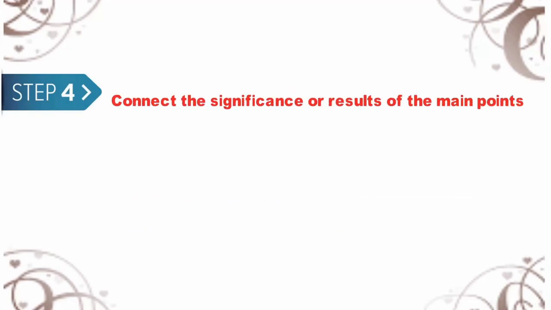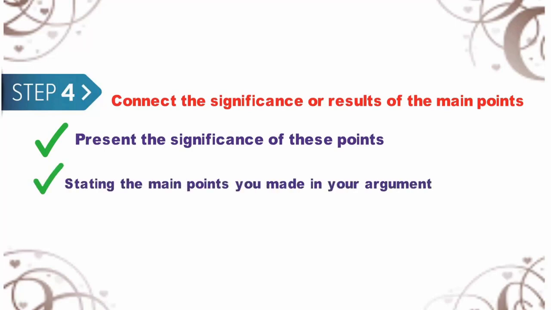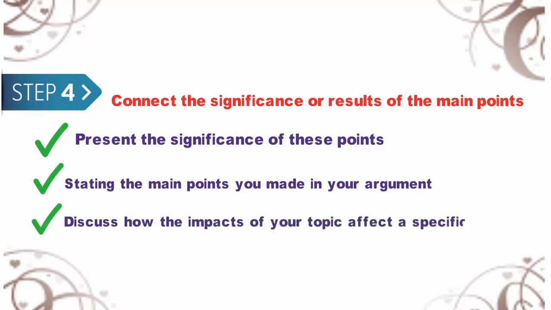Step 4. Connect the significance or results of the main points. After discussing the main points of your argument, you can present the significance of these points. For instance, after stating the main points you made in your argument, you might discuss how the impacts of your topic affect a specific outcome. Likewise, you might present the results of studies or other findings that can help add emphasis to how you present the significance of your information.